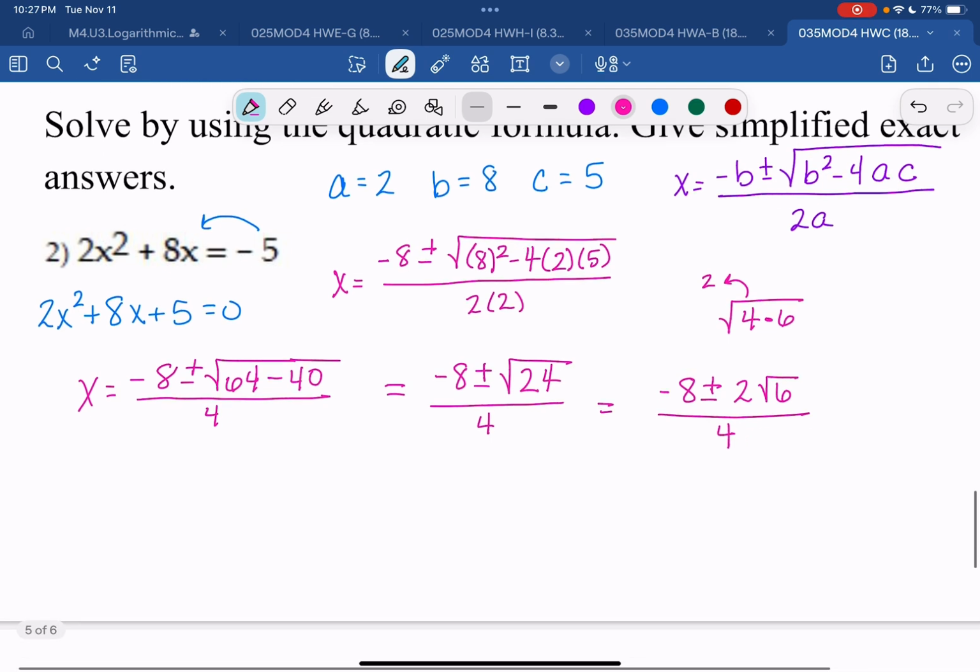Now remember, in order to simplify, a number has to go into all of the outside terms. And what I mean by that is, you can't really do anything to that 6. But if it can go into the 8, the 2, and the 4, you can simplify it. So all three of those numbers can be divided by 2. So that would now be a negative 4, that's 1, and that's 2. So my final answer would look like negative 4 plus or minus just 1 square root of 6 over 2.